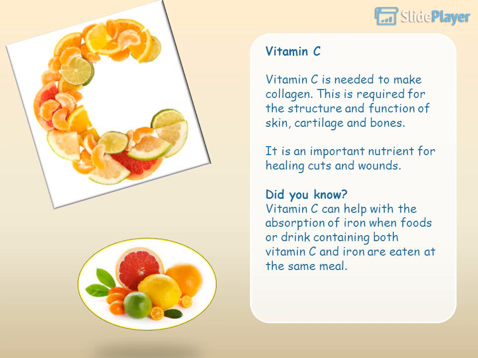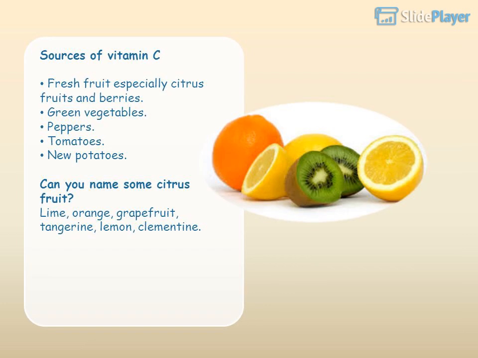Did you know? Vitamin C can help with the absorption of iron when foods or drink containing both vitamin C and iron are eaten at the same meal. Sources of vitamin C. Fresh fruit, especially citrus fruits and berries. Green vegetables. Peppers. Tomatoes. New potatoes. Can you name some citrus fruit? Lime, orange, grapefruit, tangerine, lemon, clementine.